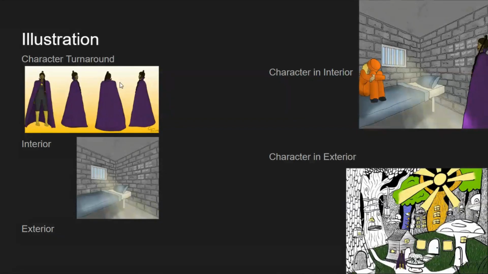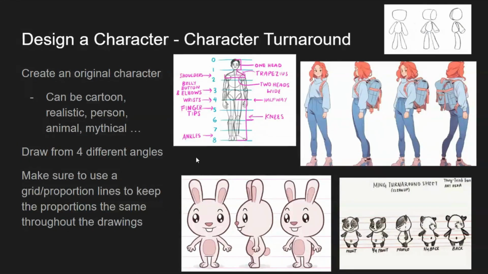So when creating your illustration, so your character turnaround and your interior or exterior, you want to think about where you want to be located. Is there anyone else they're going to interact with? Think about what you want your character to look like. What are they wearing?